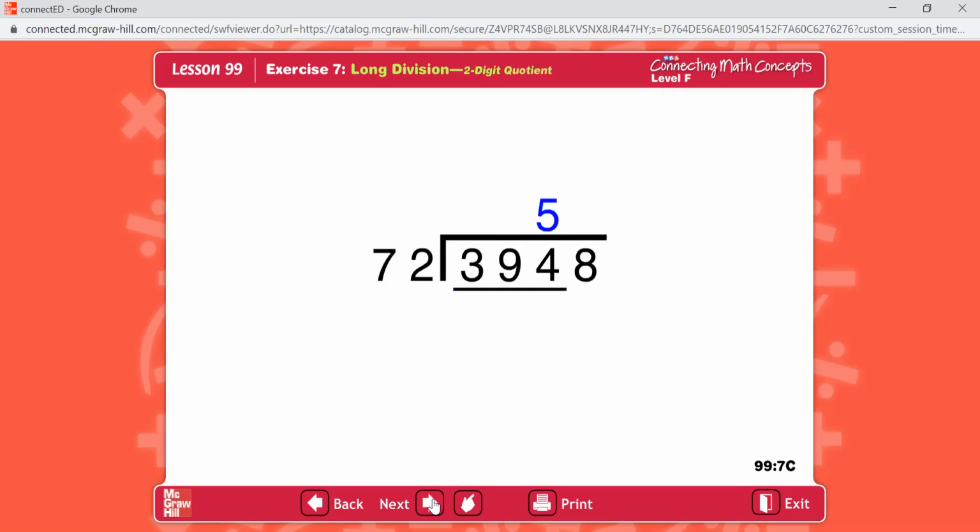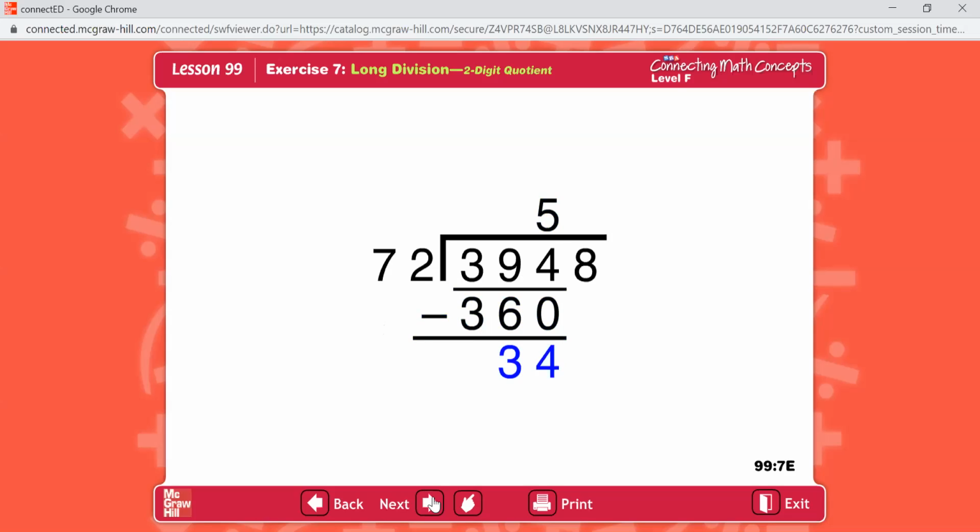The multiplication problem for 5 is 5 times 72. 5 times 72 equals 360. I'm going to add that below. Now we subtract. 394 minus 360 gives me the answer 34. We've worked the problem for the first digit of the answer.